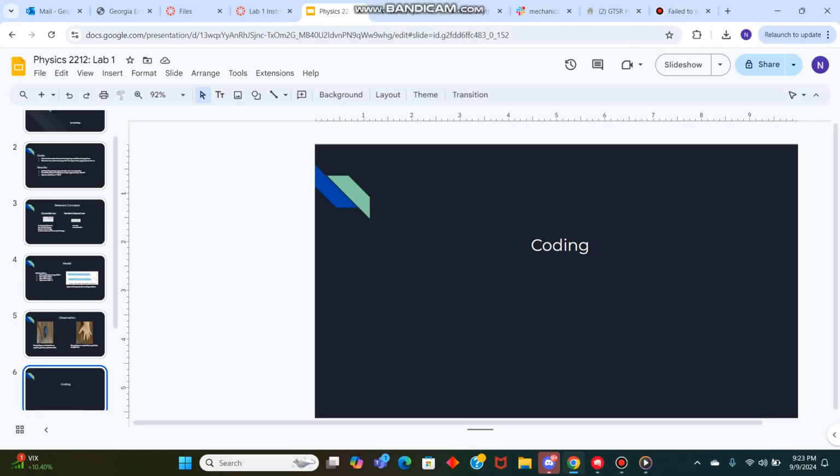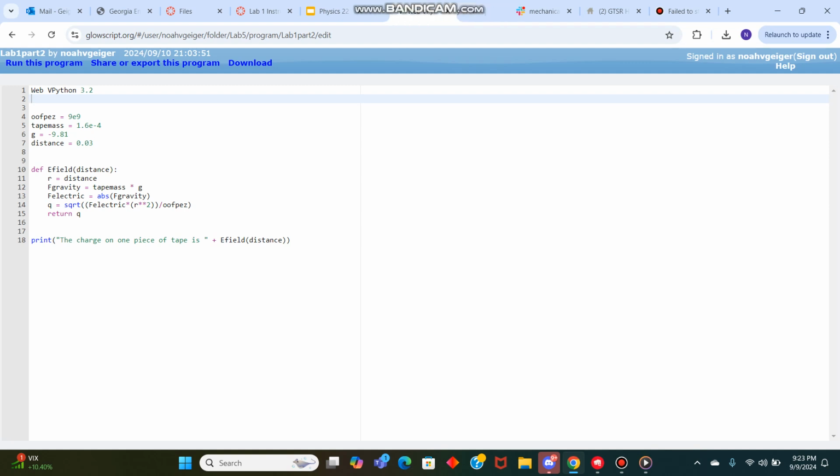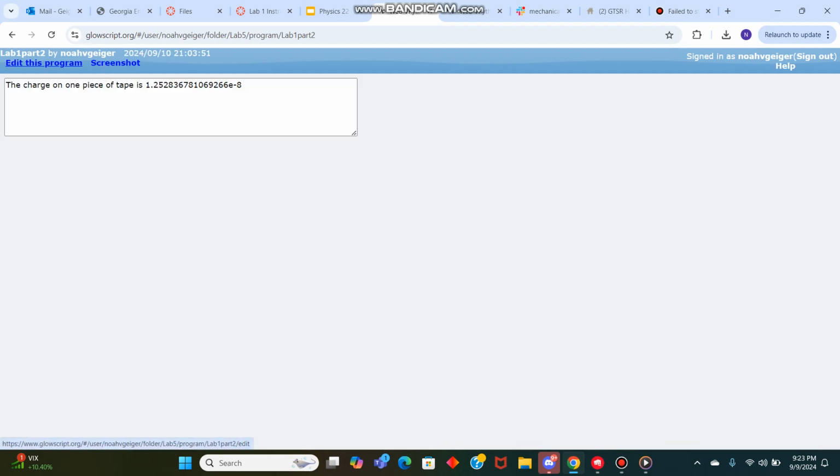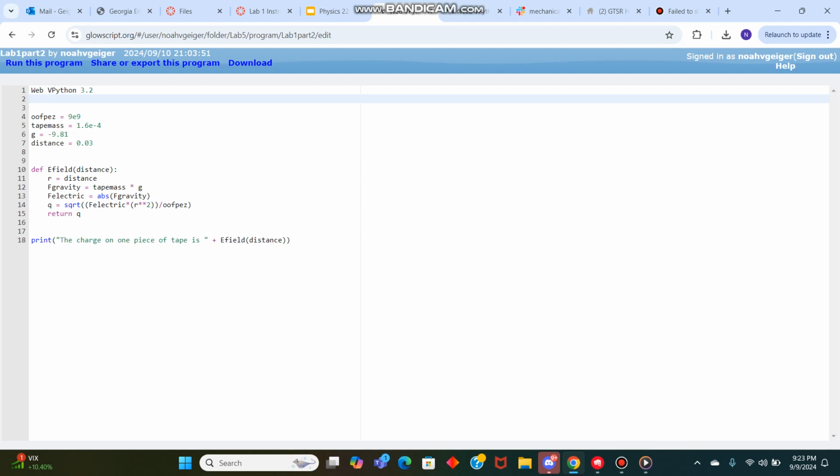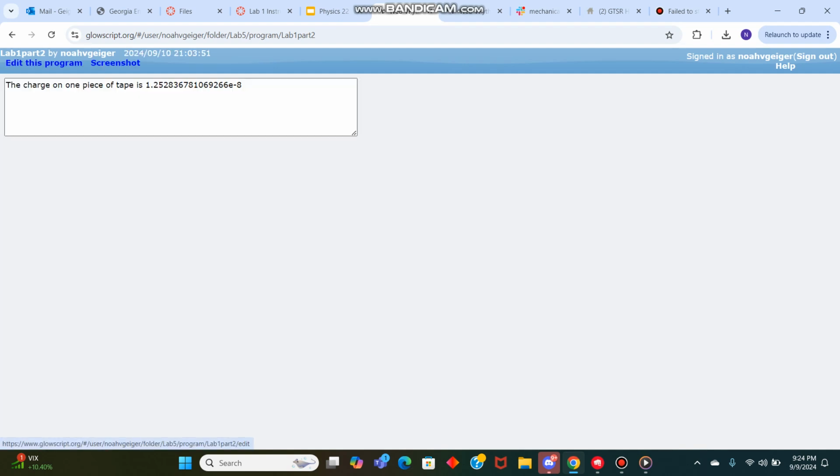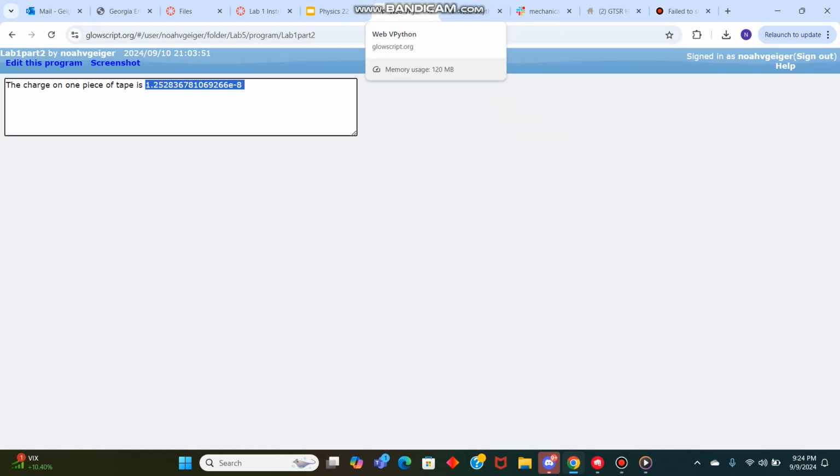Coding. So we're going to hop over to my code over here. This was the initial code to determine the charge of one piece of tape. As you can see, we wrote the function, had the mass, included gravity, distance, all that stuff. When it's programmed, this right here, we're going to get our charge on one piece of tape.